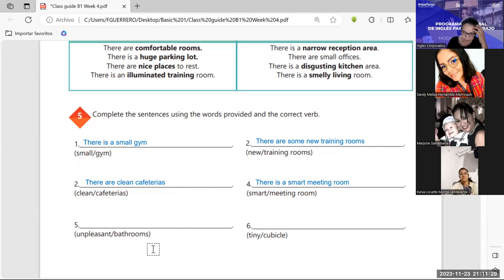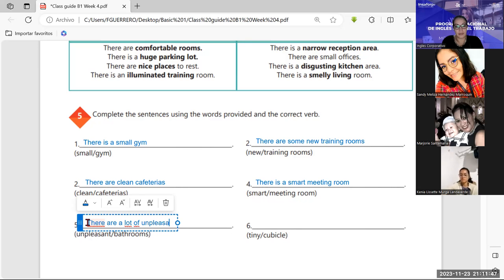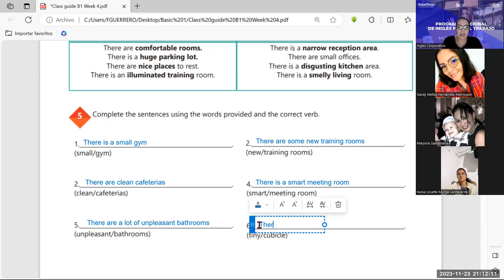Podría ser there are a lot of unpleasant bathrooms or some. There are a lot of unpleasant bathrooms. Excellent. Tiny cubicle. Volunteer. There is a tiny cubicle. Excellent. Very good. There is a tiny cubicle. Okay.